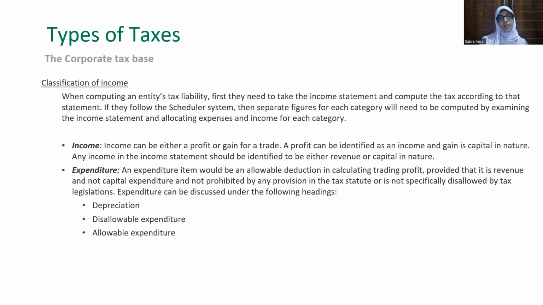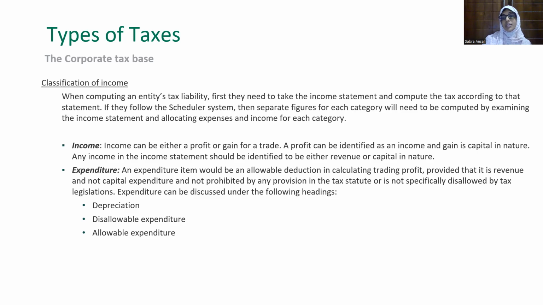So when it comes to income, what happens is income can either be a profit or a gain for a trade. A profit can be identified as an income, and a gain is capital in nature. So any income in the income statement should be identified as either revenue or capital in nature. And it could also be expenditure, where it could be an allowable deduction which will be used in calculating the trading profit.